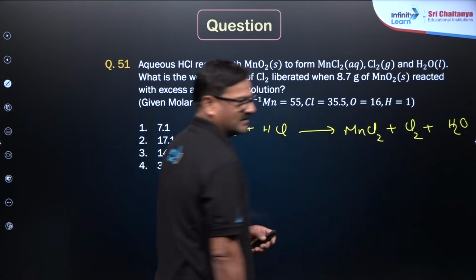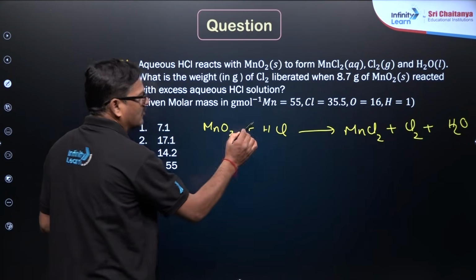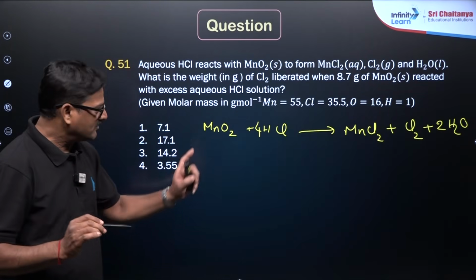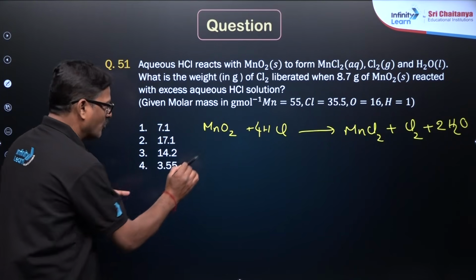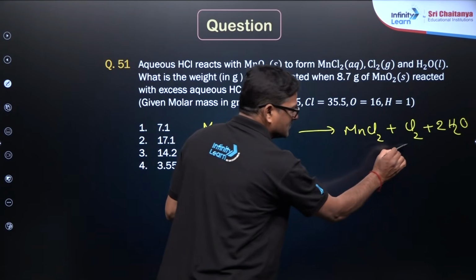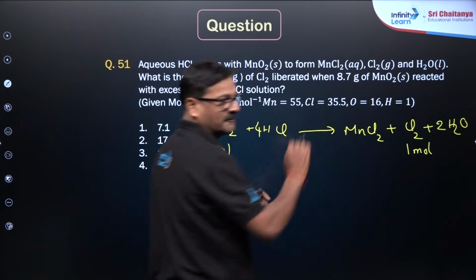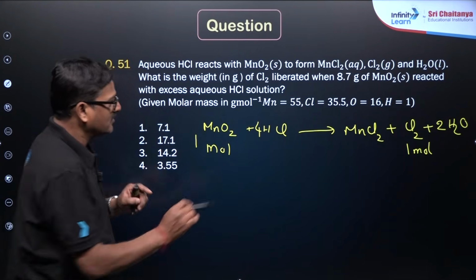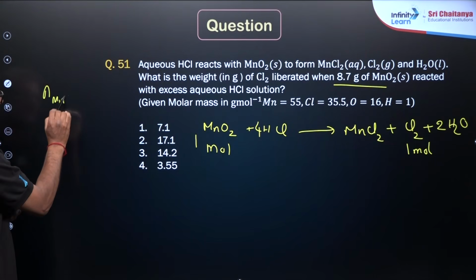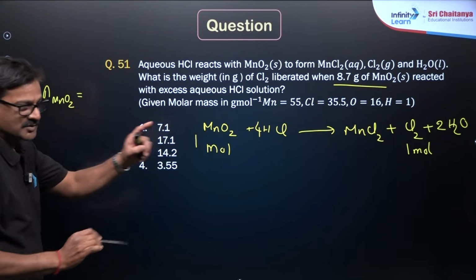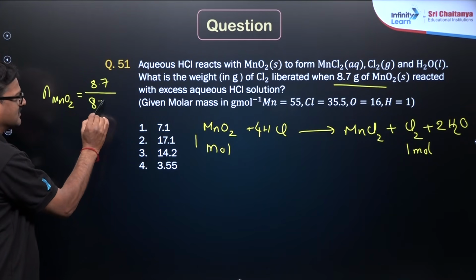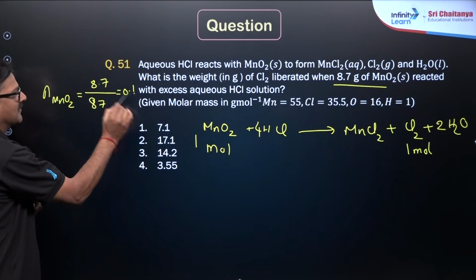Is this reaction balanced? Not balanced. So I would like to say 4 HCl and 2 H2O. What I can say from this balanced chemical equation is that 1 mole of MnO2 is going to give rise to 1 mole of Cl2. So let us find the number of moles of MnO2. Number of moles of MnO2 is equal to weight of MnO2, 8.7, divided by molecular weight of MnO2, 87, which gives 0.1.